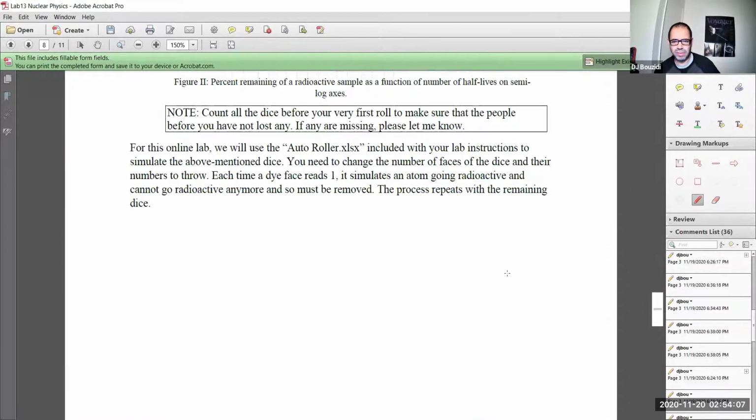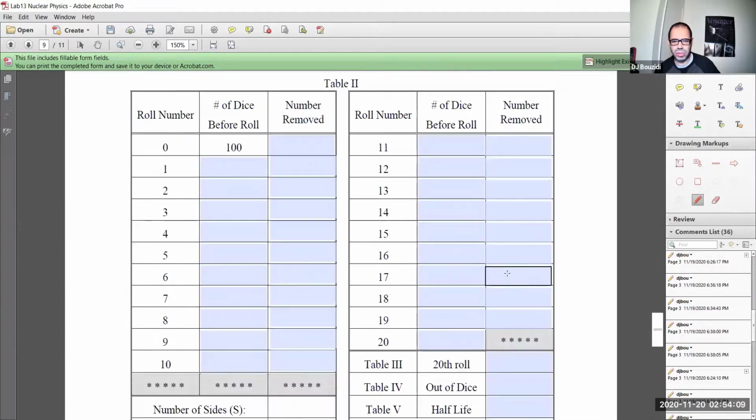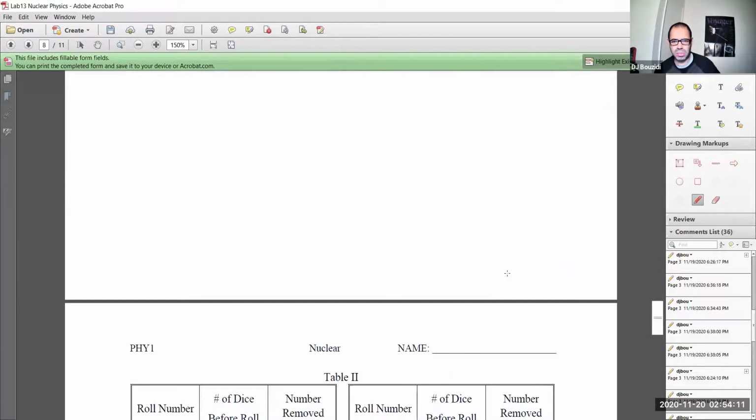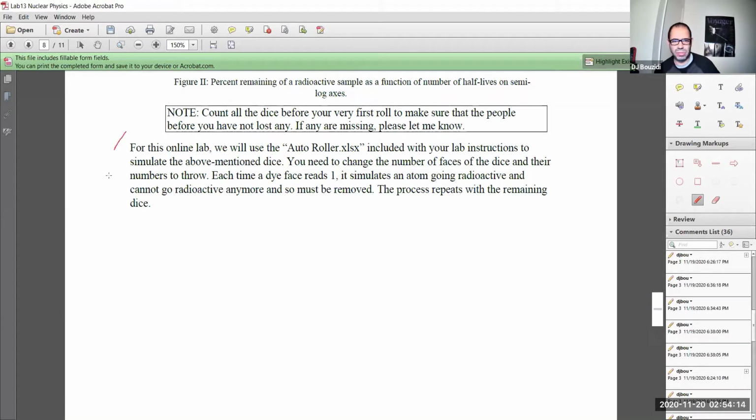Okay, that is how we determine the half-life. Here is what we're going to do though in our lab, okay? I'm going to explain this table in here. This is the whole lab in terms of what you are going to do, okay? So this is the activity. You need to get your hands on this file, which is included as part of the lab instructions.